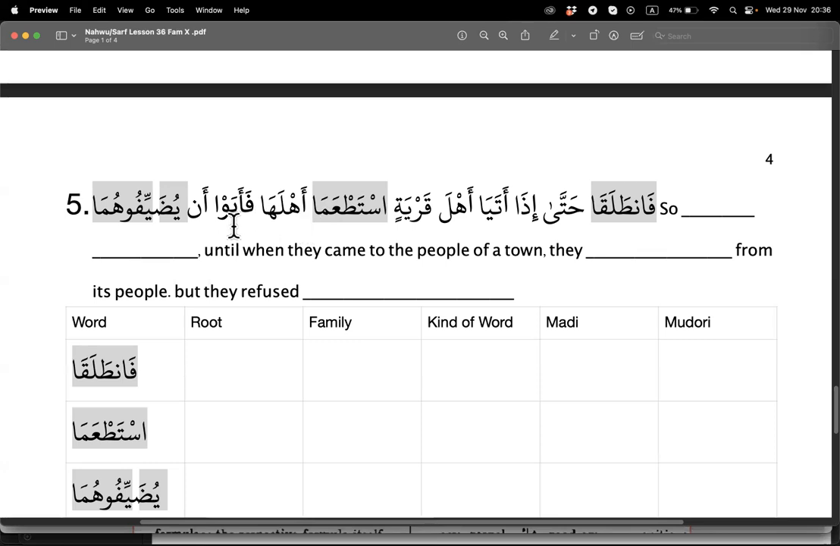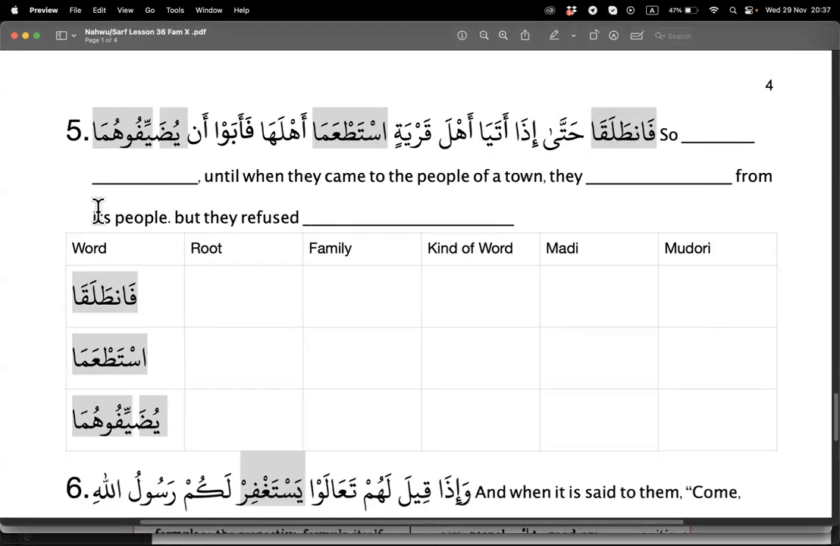Fa'abau. They refused, meaning the people of the town refused. Yudayifu huma. Dayafa yudayifu, to be hospitable, hospitality. Yes, correct. So they refuse to be hospitable to the both of them. Okay. Good.